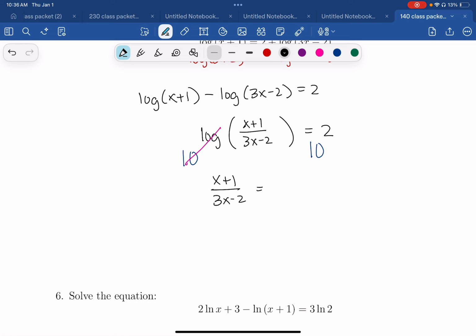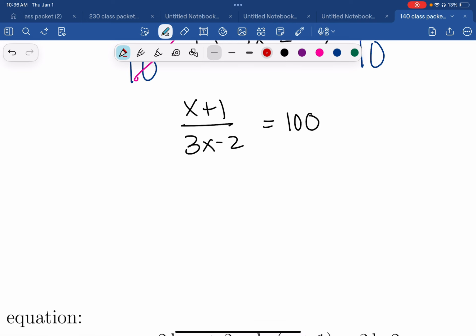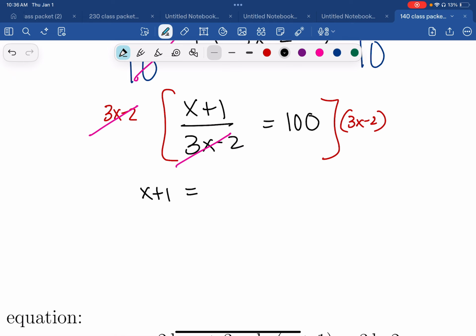On the right, you have 10 squared. 10 squared is 100. So now we're going to solve a regular equation. We know how to do this. So we're going to clear our fractions. So multiply by 3x minus 2. It's two terms, so in parentheses. We're going to go ahead and cancel the 3x minus 2. And we get x plus 1 equals 100 times 3x minus 2. We can go ahead and get rid of those parentheses by distributing. So that's going to give me x plus 1 equals 300x minus 200.